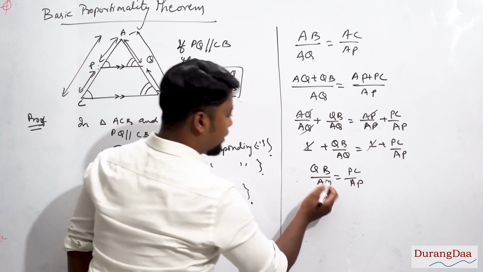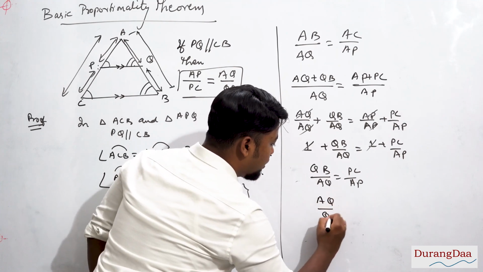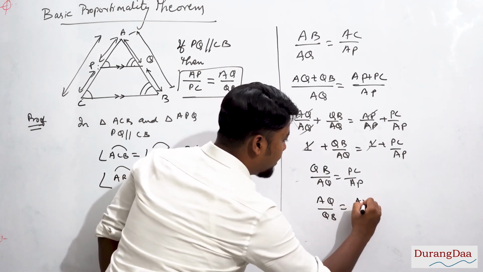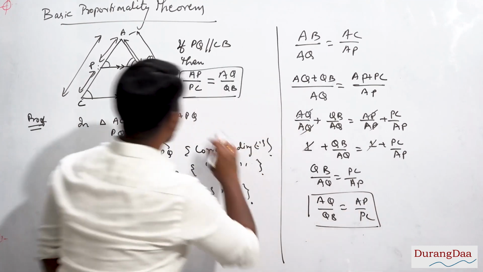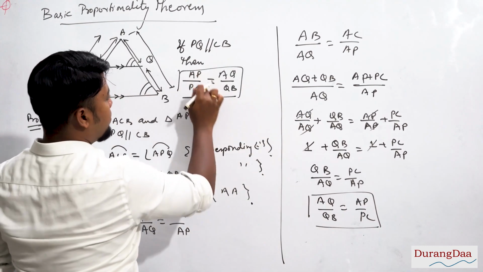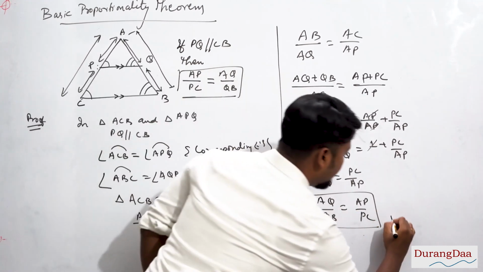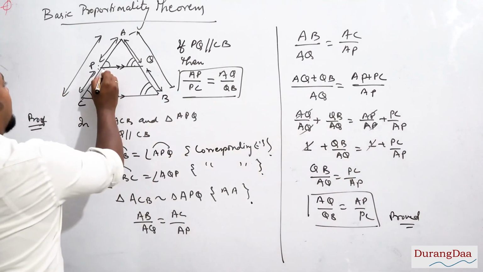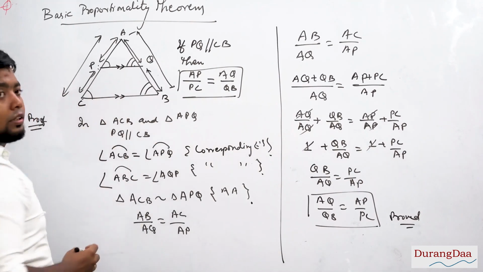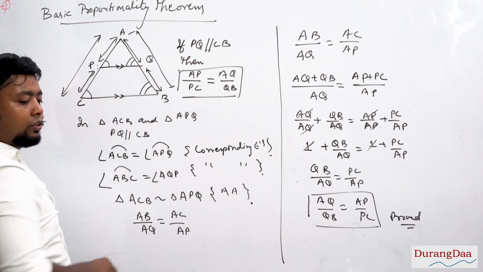Now take the reciprocal on both sides. This would be AQ by QB equals AP by PC. Now you compare with this result: AP by PC is equal to AQ by QB. So this is proved, and this will happen only if this line is parallel to the third side. I hope it is clear. And the converse of this is also true.